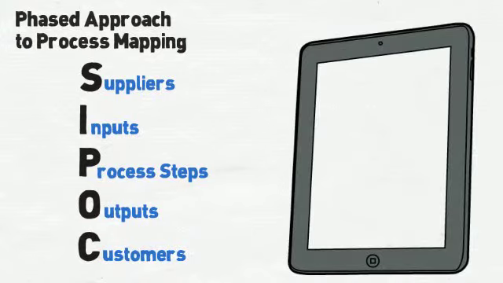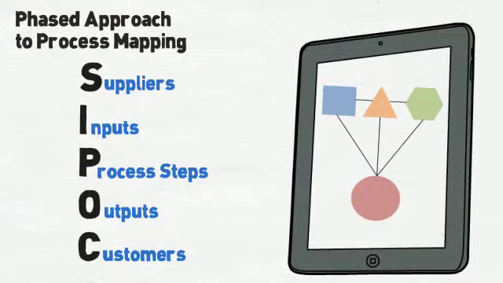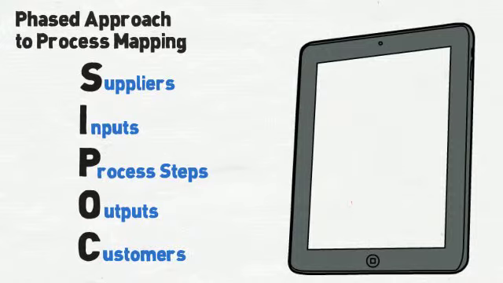The first step for process mapping is creating a SIPOC, which is an acronym for the parts of the tool: suppliers, inputs, process steps, outputs, and customers. A completed SIPOC gives the team a bird's-eye view of a complex process, showing that at a high level, many processes are the same and can be categorized into major steps.